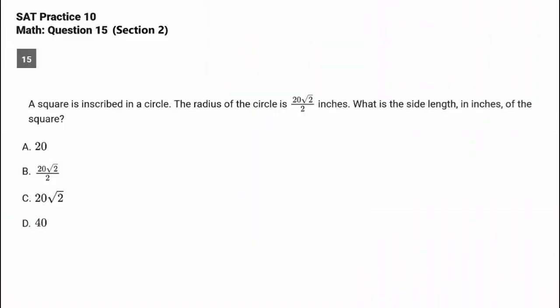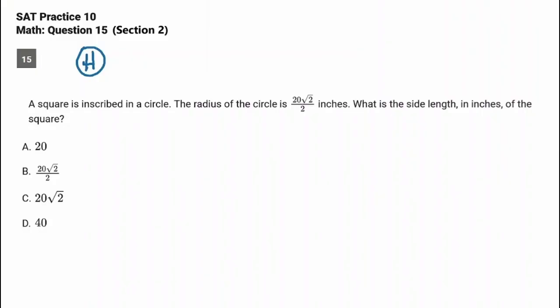We're on SAT Practice Test 10, Math Section 2, Question 15. What's the level of difficulty here? It's hard. A square is inscribed in a circle. The radius of the circle is 20 root 2 over 2. What is the side length of the square?